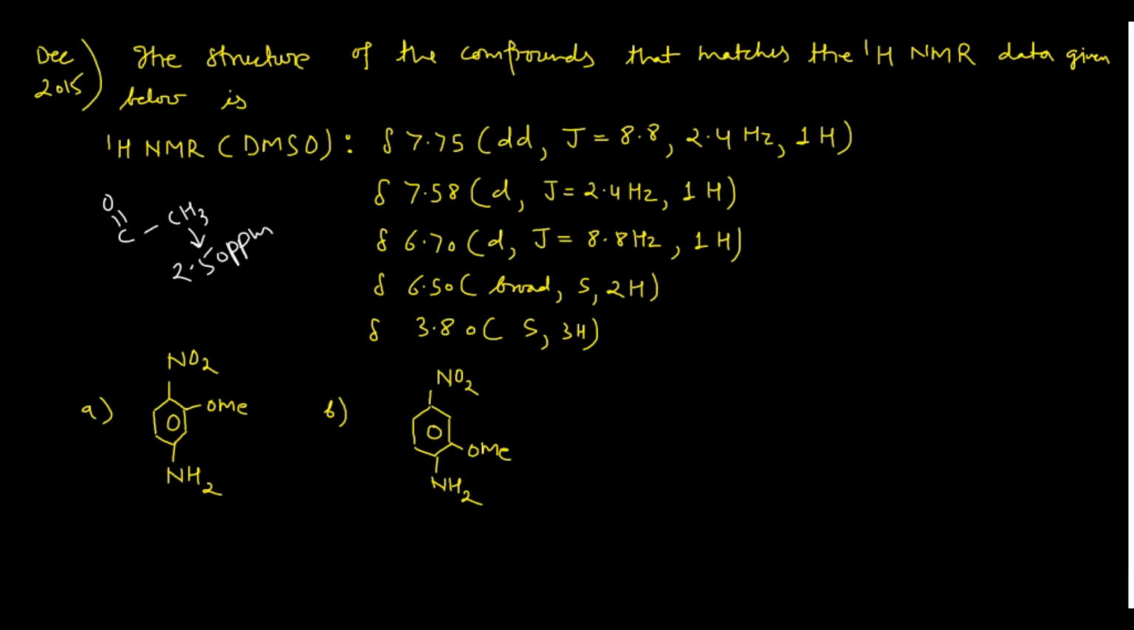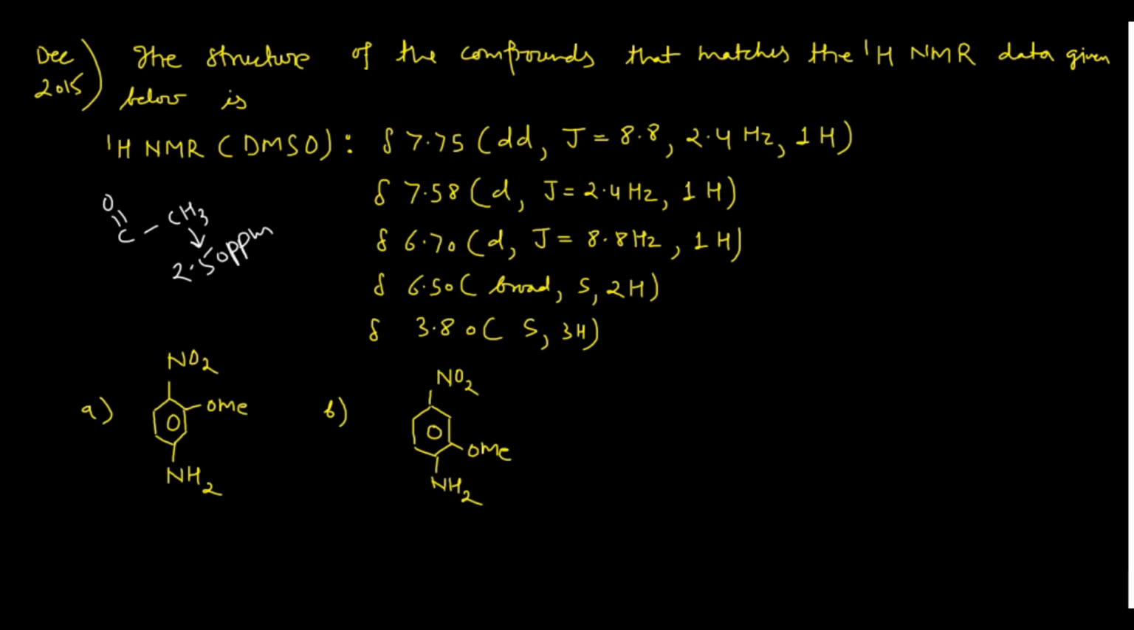Now you have to look for the correct answer. See guys, this question is quite tricky. Both these compounds, compound A and compound B, will give you roughly the same kind of NMR pattern. Here the chemical shift value plays a very important role. So let us investigate how the chemical shift value plays a very important role in that case.